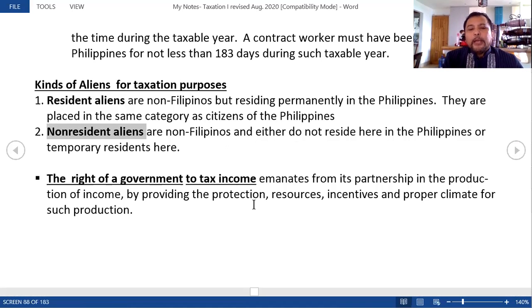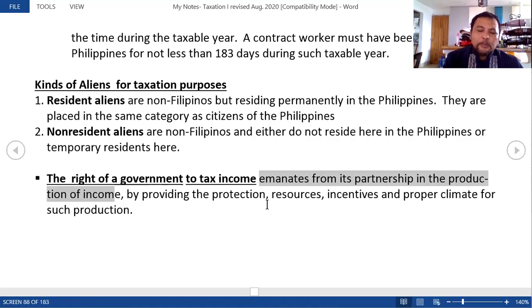All right. The right of the government to tax income emanates from its partnership in the production of income by providing the protection, resources, incentives, and proper climate for such production. So this is the reason why the government has the right to collect income tax. This emanates from the benefit protection theory, which is also known as the necessity theory.